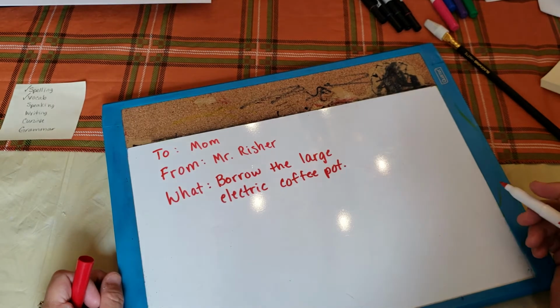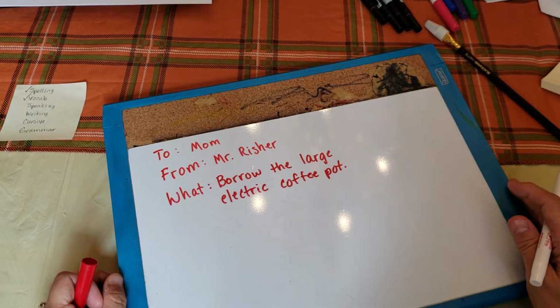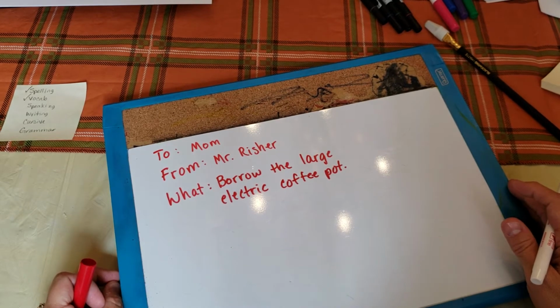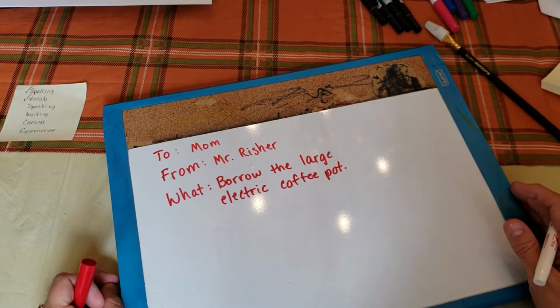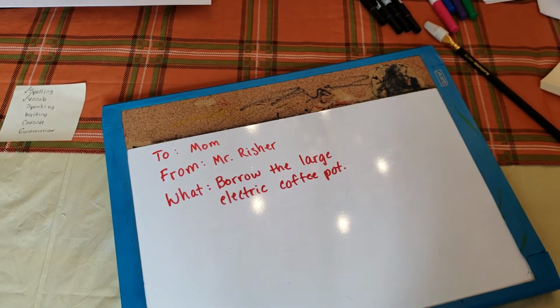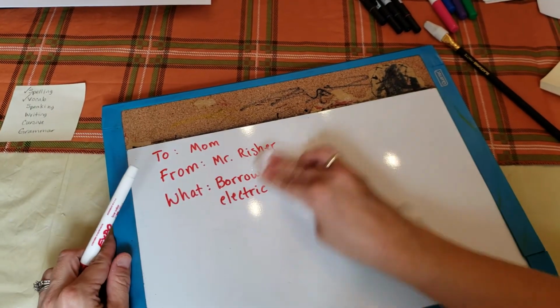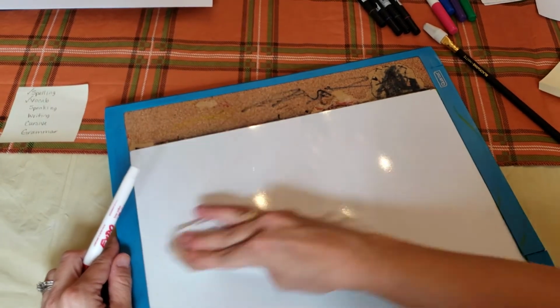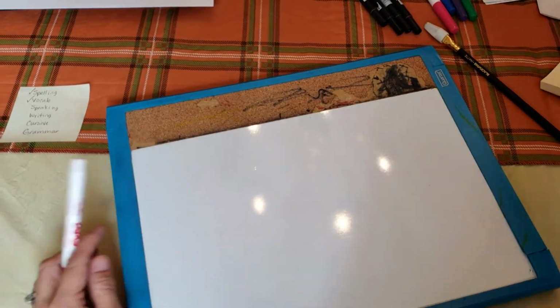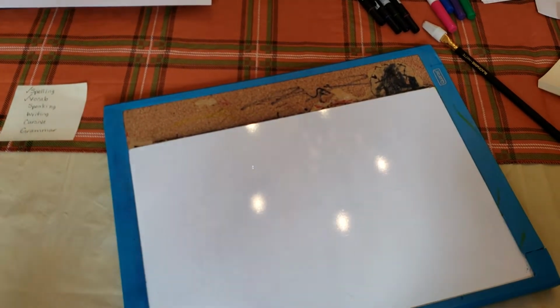But remember, what Debbie told her mom is that Mr. Risher needed some coffee for his electric pot. That was wrong. So Debbie's mom showed up to the party with coffee. And what did Mr. Risher need? He needed a large coffee pot. So what I want you kids to do from now on, if somebody leaves you a message, I want you to write it down.